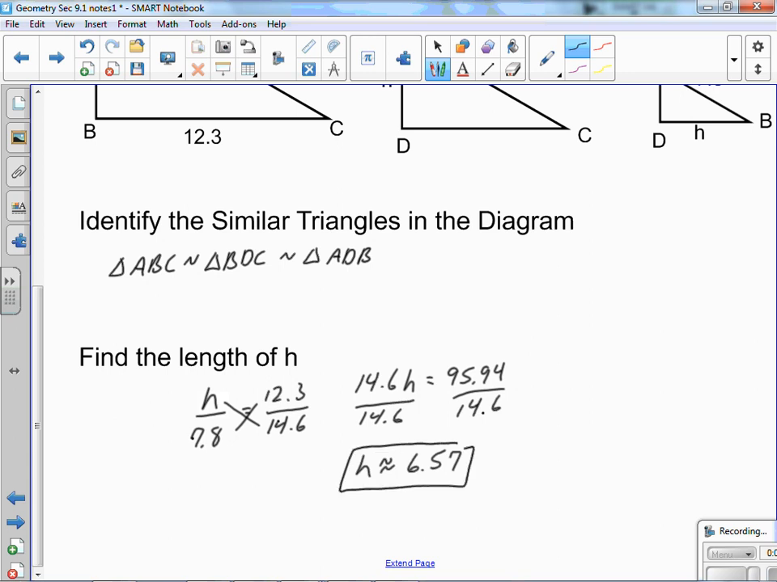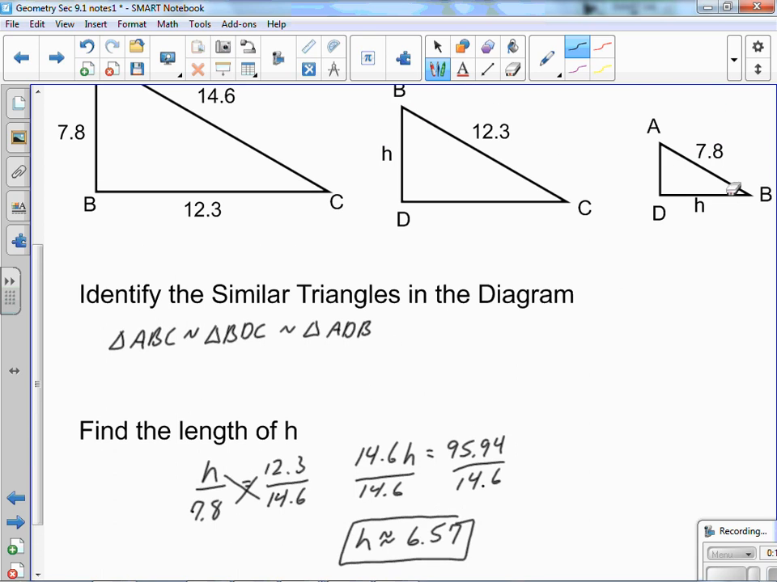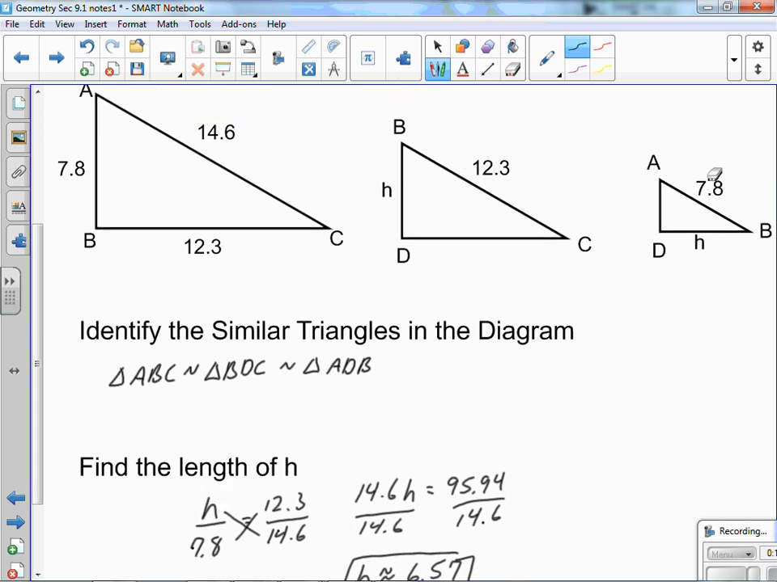And the thing about it, if we wanted we could have used the small triangle comparing to the big triangle. We would have done the 7.8 here over 14.6 and the H over 12.3. But either way, we come up with the same answer for H. It'll work out the same.